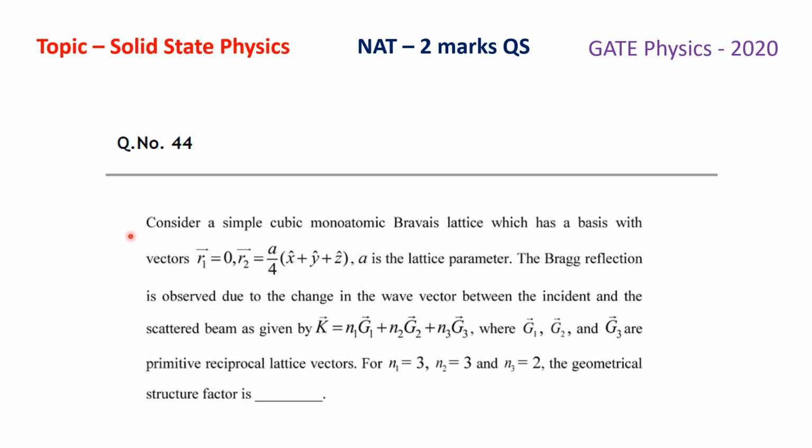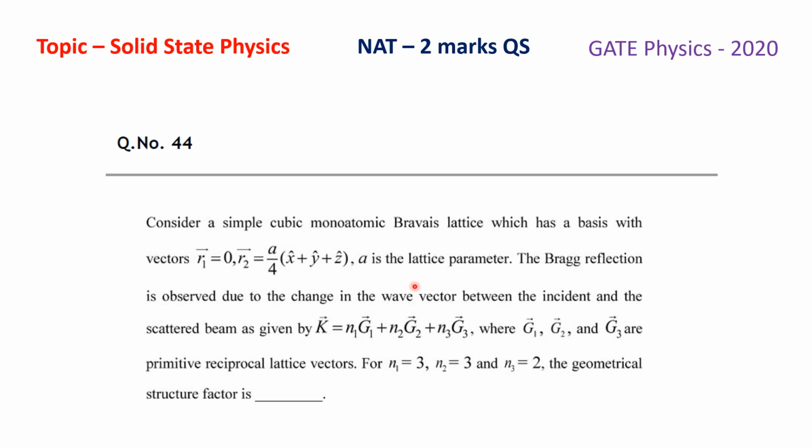The question is, consider a simple cubic monatomic Bravais lattice which has a basis with vectors r1 vector equals to 0 and the second basis r2 vector is a by 4 times x cap plus y cap plus z cap, where a is the lattice parameter.